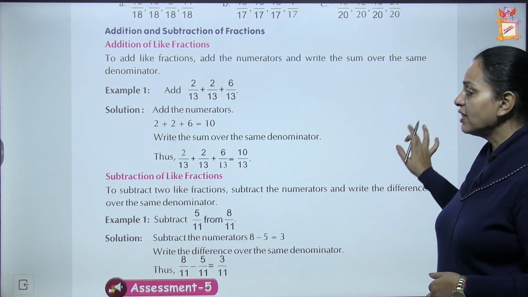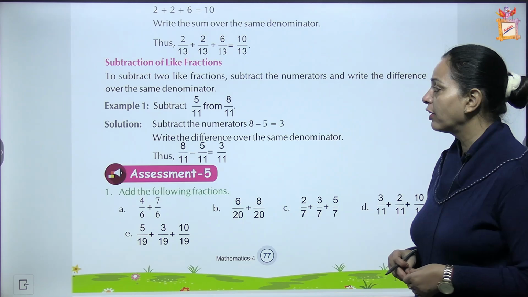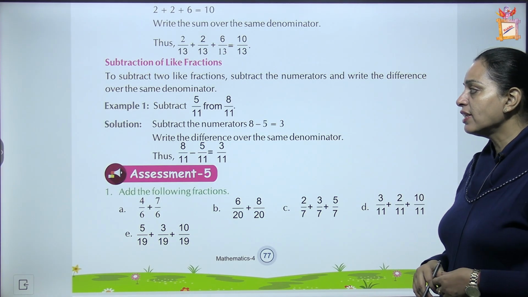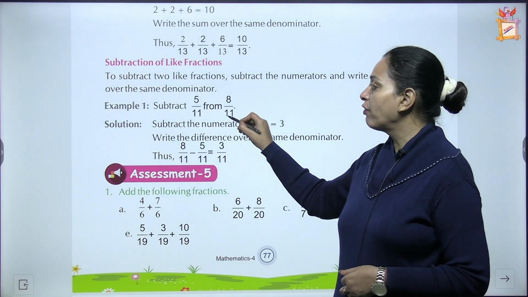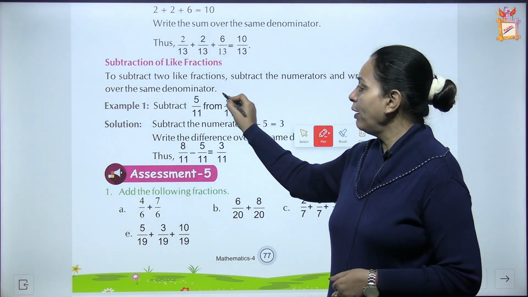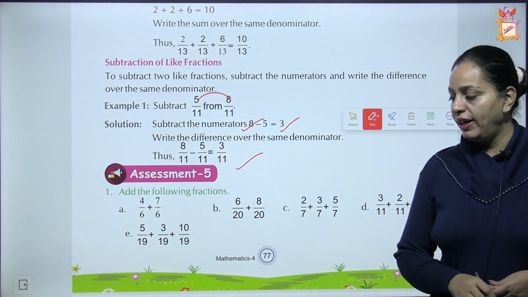Okay, ऐसे ही subtraction में हम क्या करेंगे? To subtract two like fractions, subtract the numerators and write the difference over the same denominator. See example 1, subtract 5 by 11 from 8 by 11. So 8 minus 5 कर देंगे 3. Answer is 3 upon 11.